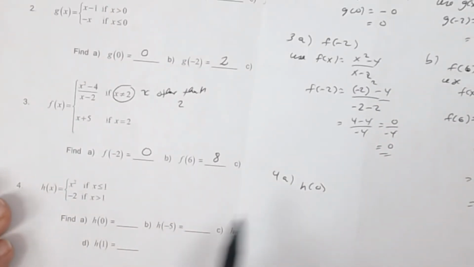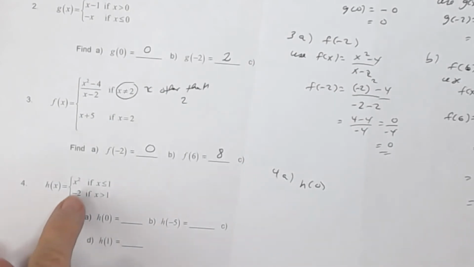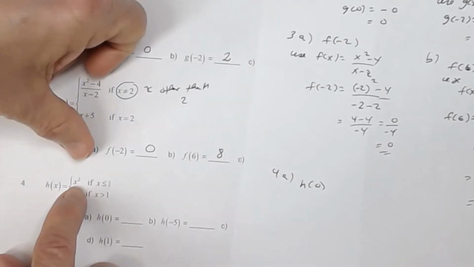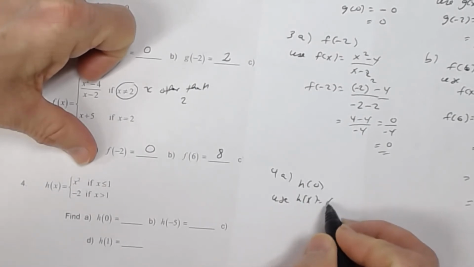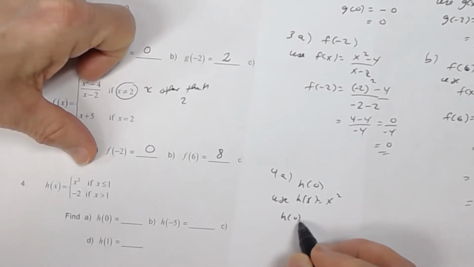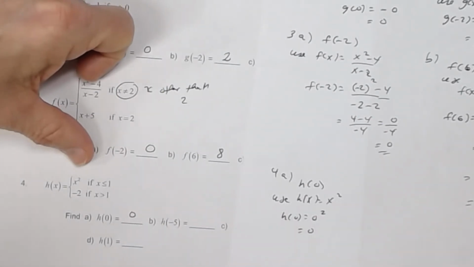All right, so we have to figure out, first of all, which one do I use? H of 0. Is 0 less than or equal to 1, or is 0 greater than 1? Well, 0 is less than or equal to 1, right? So I'm going to use this one, x squared. So I'm going to use h of x equals x squared. So therefore, h of 0 will be 0 squared, which is 0. So that goes here, 0.